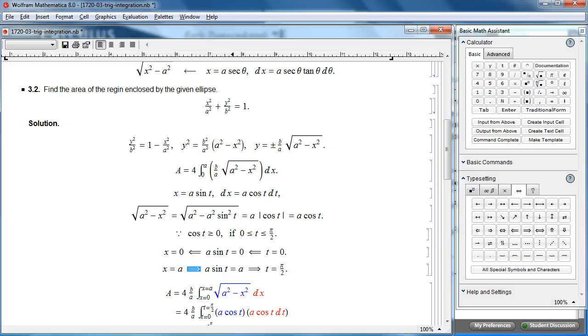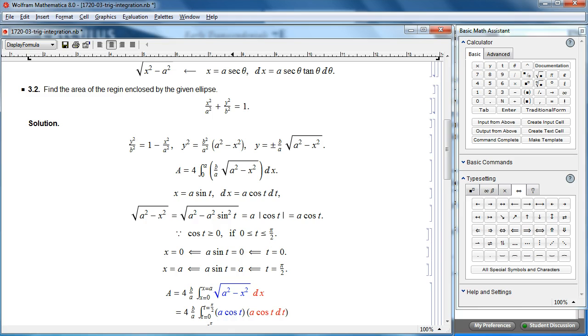In order to get x equals a, we start from t equals pi over 2. In that case, sine of pi over 2 is 1, so a sine of t is a. Consequently, we have x equals a. So the integral, where x is running from 0 to a, is now transformed into the integral where t is moving from 0 to pi over 2.